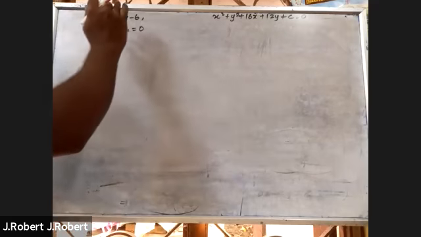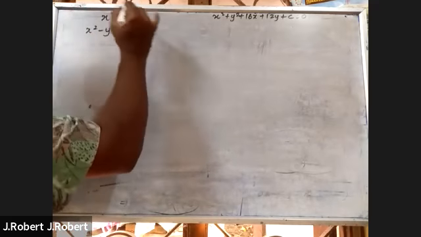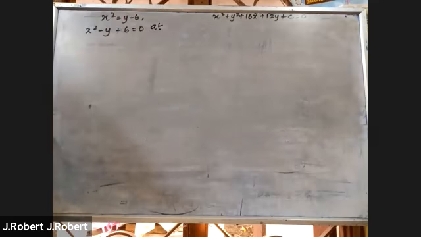Now, first of all, you find out the equation of the tangent for this circle at what point? The point is given that 1, 7.